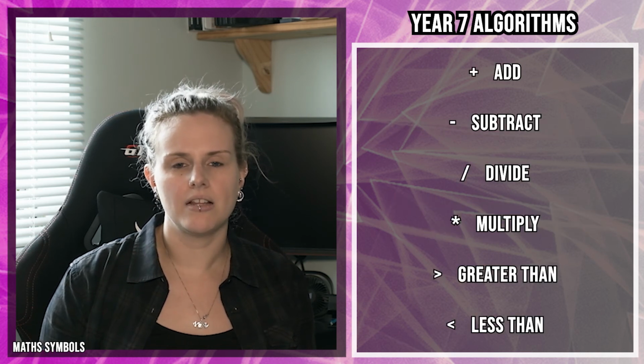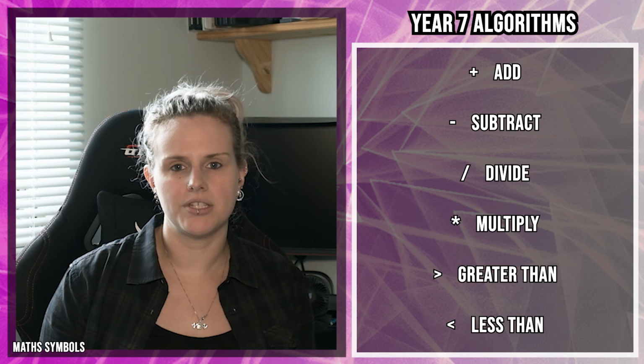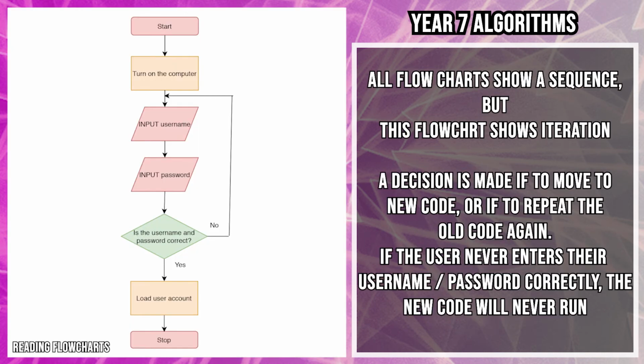In order to write an algorithm, you need to know the different math symbols. Add and subtract are the same as in maths. Divide is a /, multiply is a little star, and greater than and less than are the same as maths as well. Every single flowchart shows a sequence, but in particular this flowchart shows iteration. We know that because a section of code is being repeated a set amount of times.